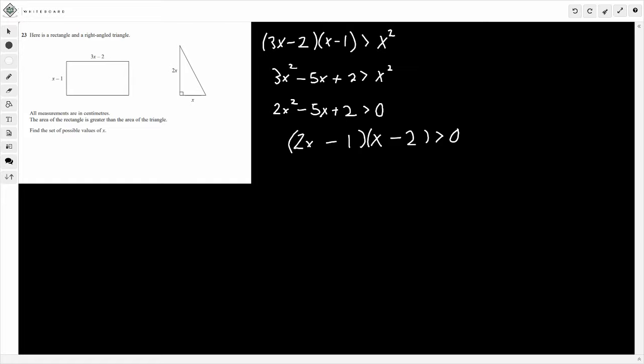This looks good so far. Now, at this stage, what I always say to students is find the critical values. So that's going to be when this is equal to 0. If you solve this like a normal equation, 2x minus 1 is equal to 0. So that would mean 2x is equal to 1, which would mean x is equal to a half. And similarly, this would be 2.